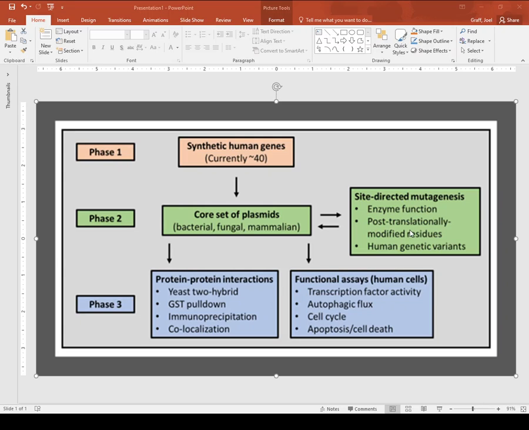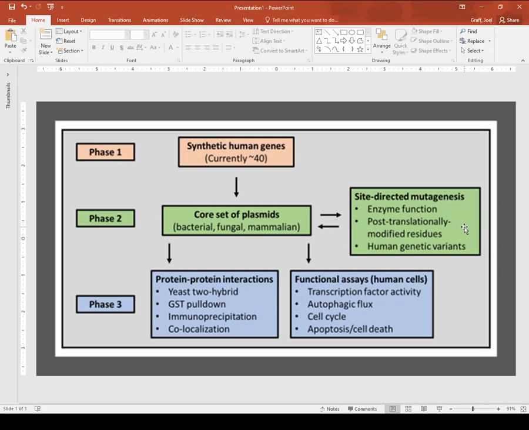Other things we could do: there are sites like PhosphoSite where we can identify amino acid residues on our protein of interest that have been shown, mostly through mass spectrometry, to be modified with phosphorylation or acetylation or ubiquitination, or any other post-translational modification, but those are the three most common. And we can go in and change those amino acids.